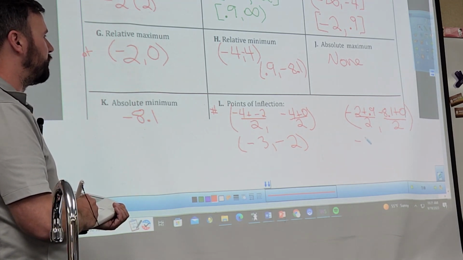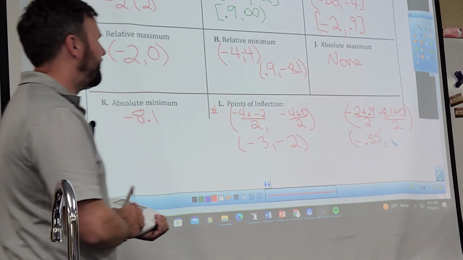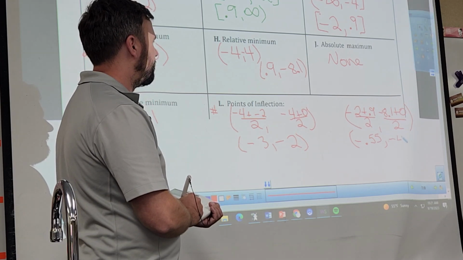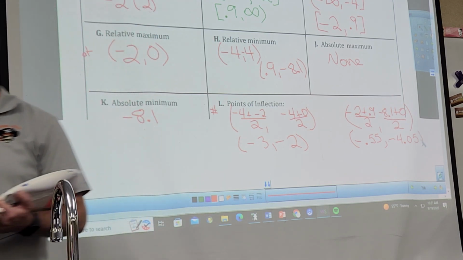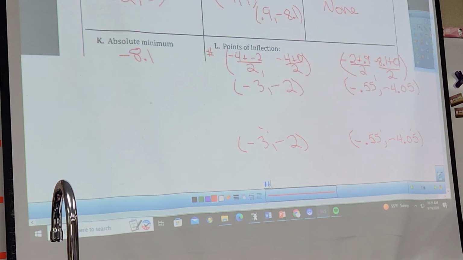Negative 0.4, right? No. Math is tough. Negative 0.55. Yeah. That's what I said. Let's rewind the tape. Negative 0.55, and then this one would be 4.5. Does that look about right? Yeah. All right. And the last one, I'm just going to add them down here.